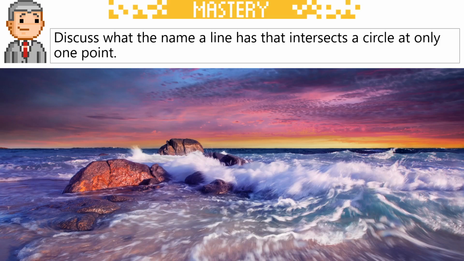And let's finish with this. Discuss what the name a line has that intersects a circle at only one point. If you know, write it in the comments below.